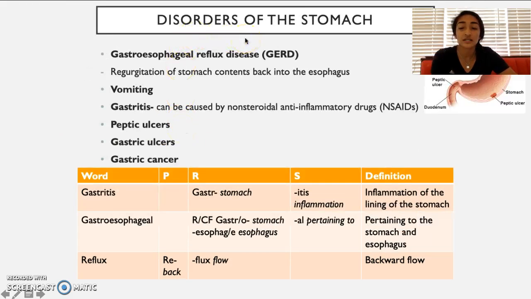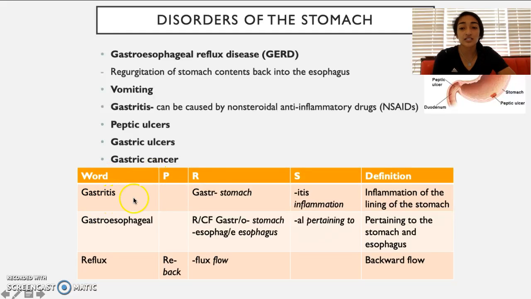Some disorders of the stomach include gastroesophageal reflux disease, which is abbreviated as GERD. It is just the regurgitation of stomach contents back into the esophagus. Vomiting, gastritis, which can be caused by non-steroidal anti-inflammatory drugs, which are abbreviated as NSAID. Peptic ulcers, gastric ulcers, and gastric cancer.